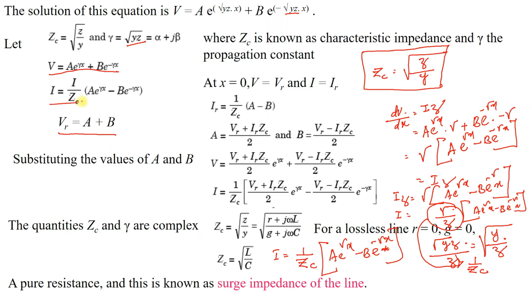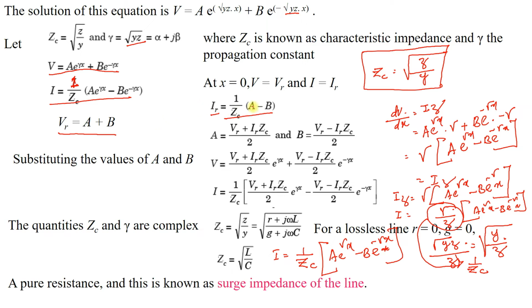That is the expression here. This is 1 by ZC, A e power gamma x minus B e power minus gamma x. Now if you put the initial conditions in this expression, when x is equal to 0, I is equal to IR. So you get IR is equal to 1 by ZC. When x equal to 0, you have A into e raised to 0, that is A minus B. So when you put the initial conditions, you have these two expressions: VR is equal to A plus B, IR is equal to 1 by ZC into A minus B.